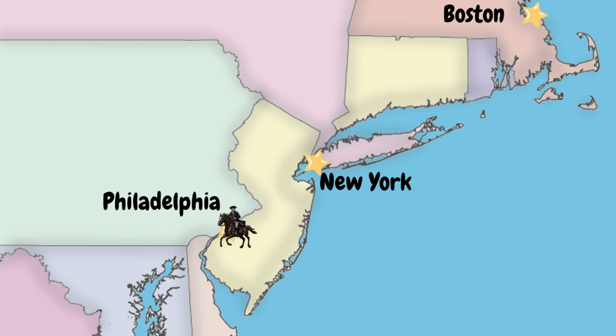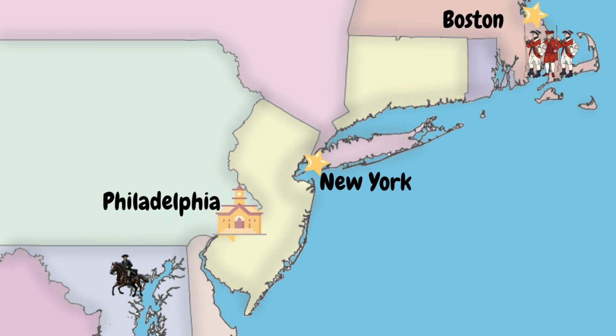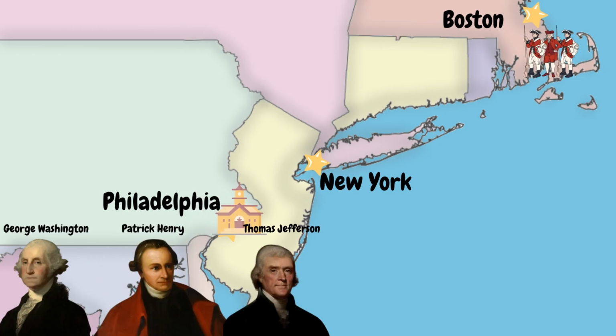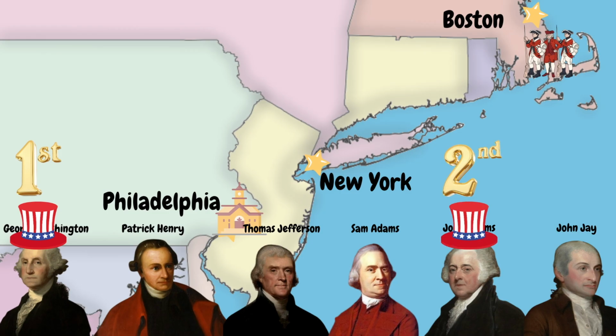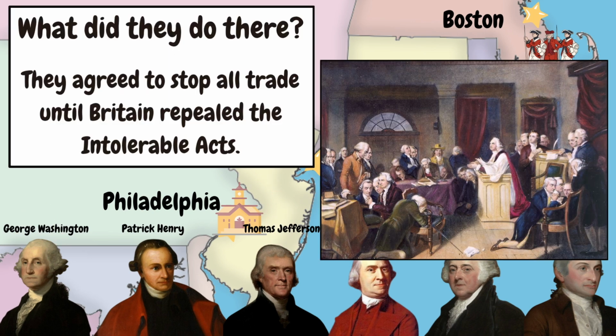During this time, the British had full control of Boston. At the meeting were some famous people. George Washington, Patrick Henry, and Thomas Jefferson represented Virginia, Sam Adams and John Adams represented Massachusetts, and John Jay represented New York. These faces may be familiar because George Washington was the first president, John Adams was the second president, and Thomas Jefferson was the third president of the United States. What did they do there? They agreed to stop all trade until Britain repealed the Intolerable Acts.